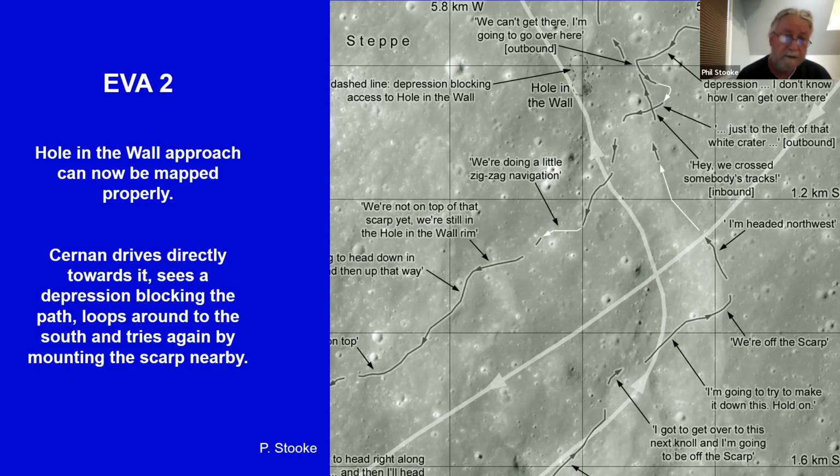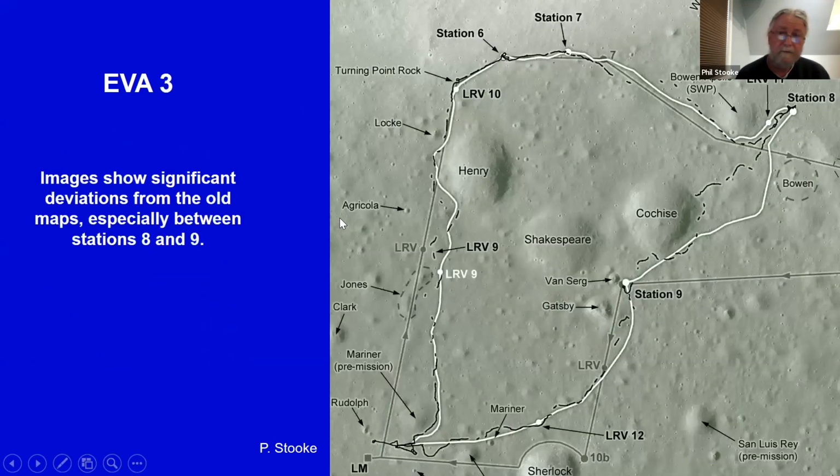Okay, let's move to the next slide, please. This is EVA3, and again, in many areas, this follows fairly accurately the old map. But there's one area between Station 8 and Station 9 on the right-hand side that is about 300 meters off the old map. Let's move to the next slide and see it in more detail.